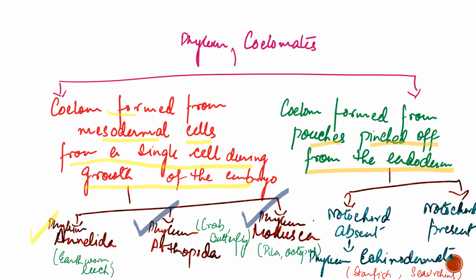When it is formed from pouches pinched off from the endoderm, it is again divided into two categories. The first category is where the notochord is absent. These are exclusively free living animals like marine animals that don't have a notochord, and they are the category Echinodermata. And where the notochord is present, that is again the Chordata.